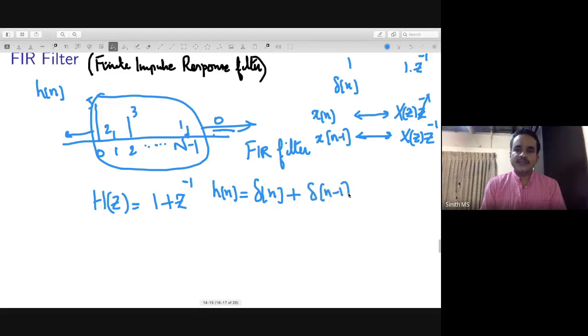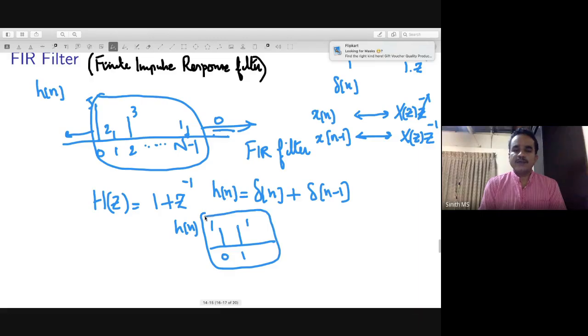So if you plot this, h[n] at 0 has one impulse with value 1, and at 1 you have another impulse having value 1. So this is the h[n]. This has a finite support and finite values, so you can call this an FIR filter. This was an example of an FIR filter.